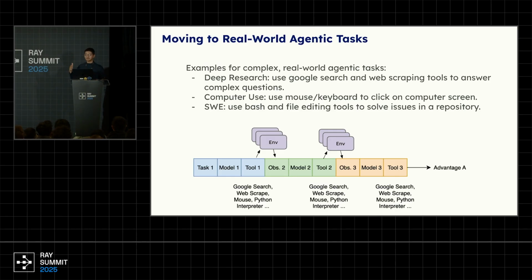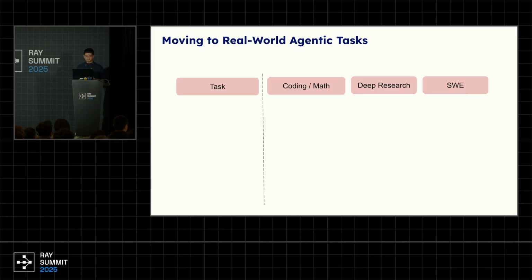There's also the more popular SWE task, where the agent has access to bash and file editing tools in order to maybe solve issues in a GitHub repository. There's actually a bunch of components that go into implementing these complex tasks. So for contrast, just consider three: a simple coding or math task as a baseline in some sense, and also the two complex tasks, deep research and SWE.